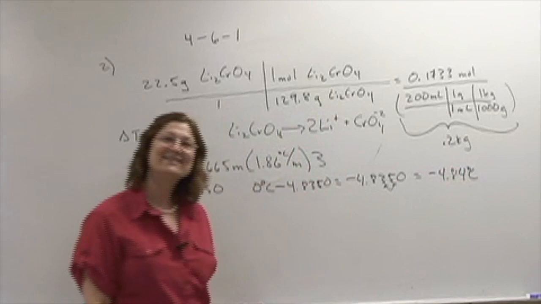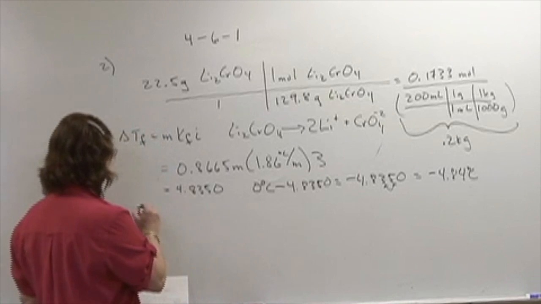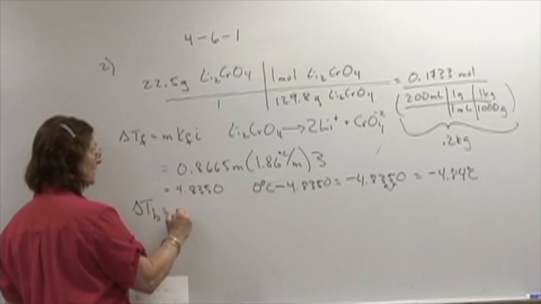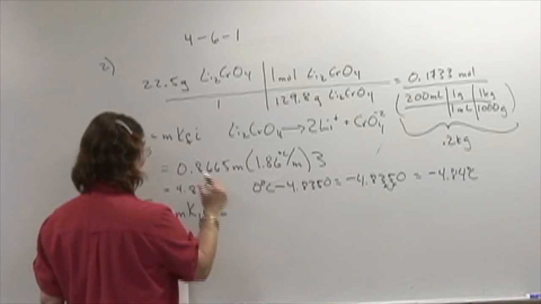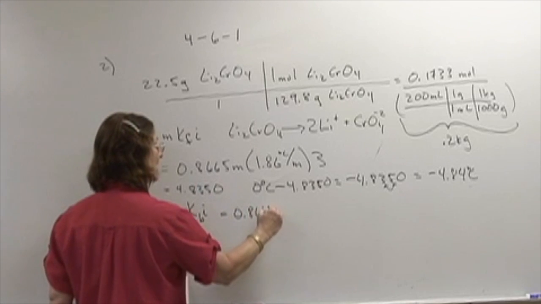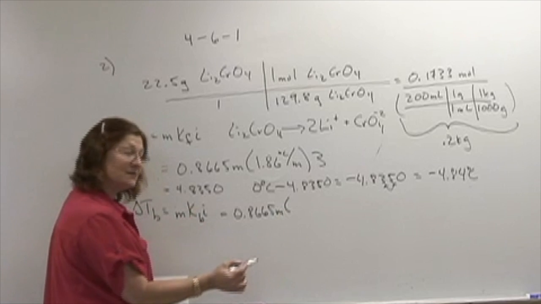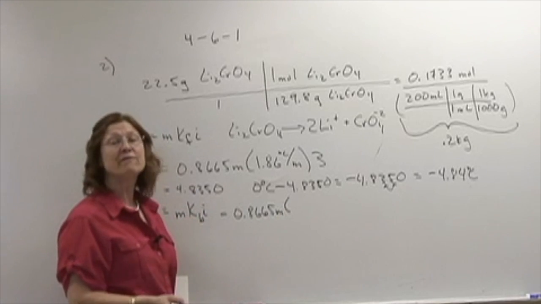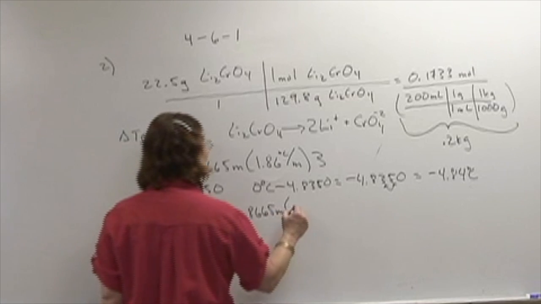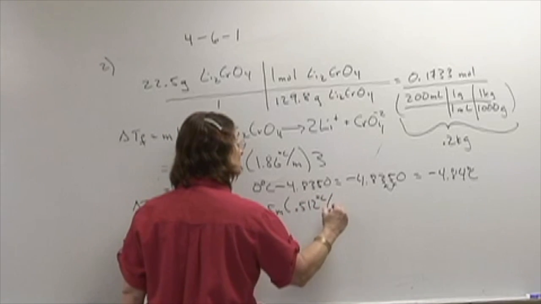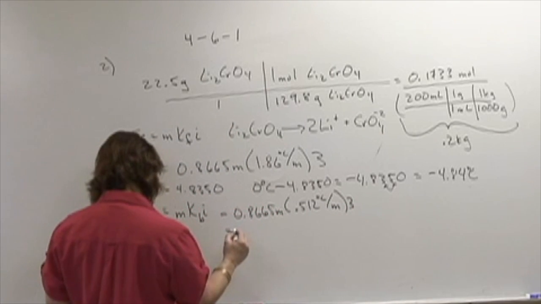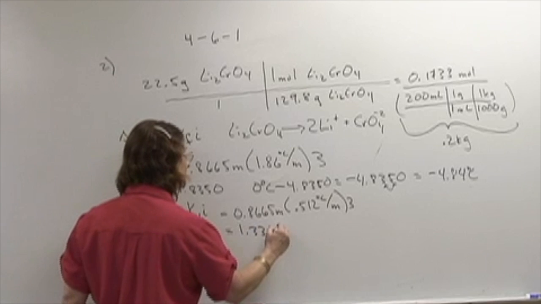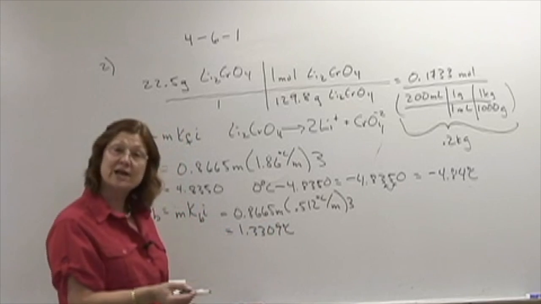4.84 degrees Celsius. And then we have the same form of this formula, but we're using boiling point information. And we have a molality of 0.8665 molal. We have a different constant, and the constant is always based on the solvent. Very, very important point. We have 0.512 degrees Celsius per molal, and we have 3 particles. And therefore, for boiling, I have 1.3309 degrees Celsius is my change in the boiling point.